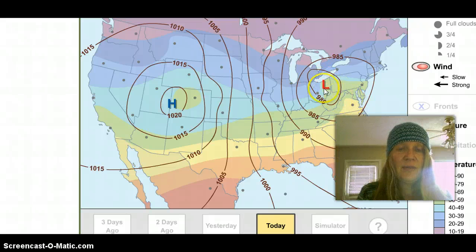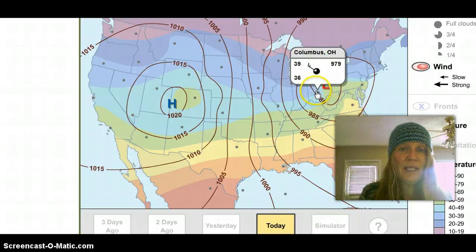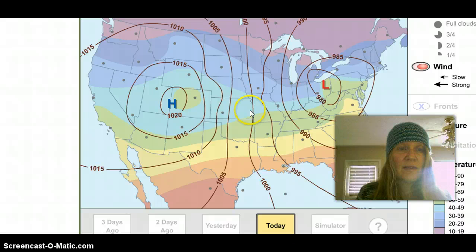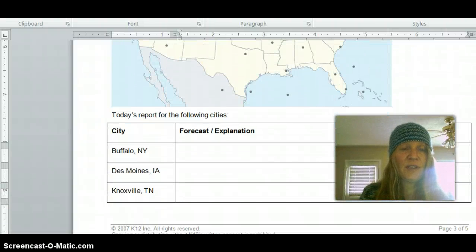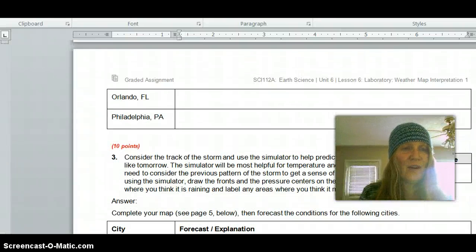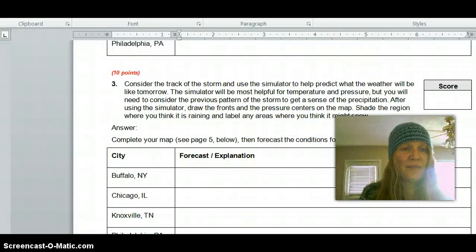you're going to make a prediction of what's happening in Columbus, Ohio. Look, you have 75% precipitation. What's happening where your low and your high fronts are? And these are the towns that you need to make a prediction for. Again, Des Moines, Knoxville, and Buffalo. Orlando and Philadelphia.